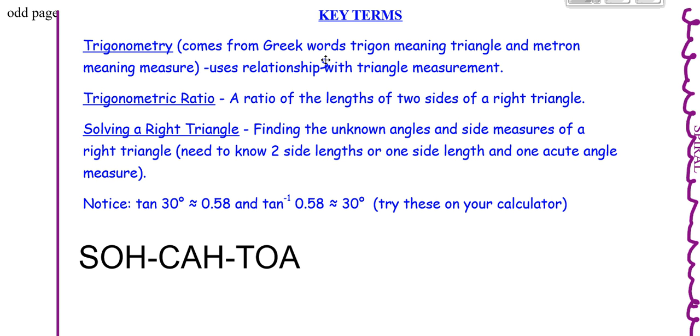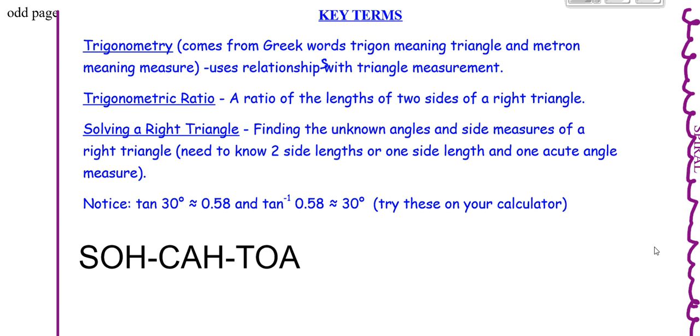And then a trigonometric ratio is the ratio of the length of 2 sides of a right triangle. And to solve a right triangle, because that's a directive you'll get, is finding the unknown angles and side measures of a right triangle. You need to know 2 side lengths, or 1 side length and 1 acute angle measure in order to be able to solve a right triangle. We always know the right angle, so that's something to kind of be aware of.